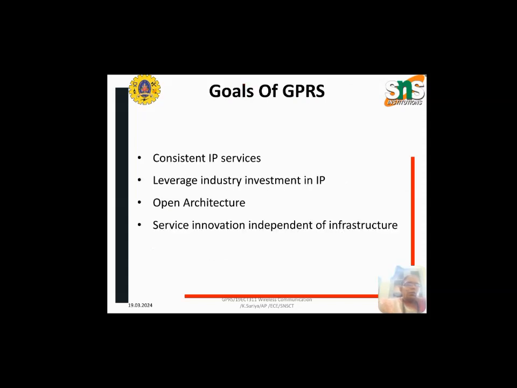So these are the main goals of GPRS. The first one is to provide consistent IP services and leverage industry investment in IP, and it uses an open architecture which is suitable for many applications. Service innovation independent of infrastructure.